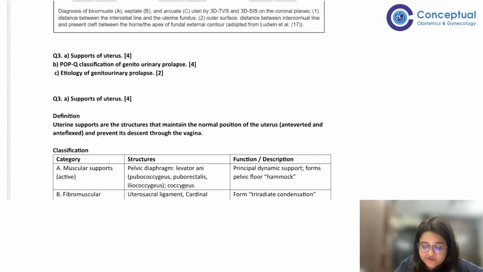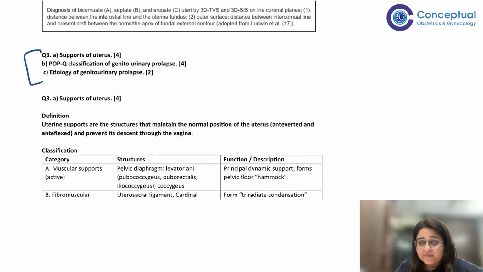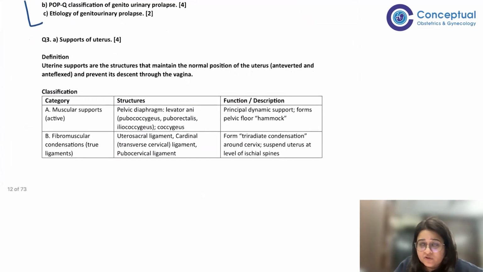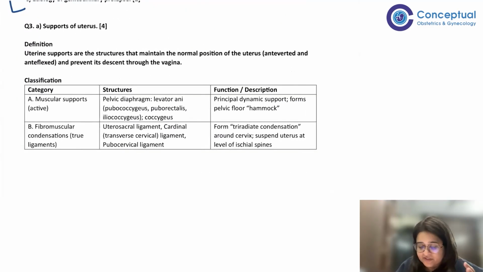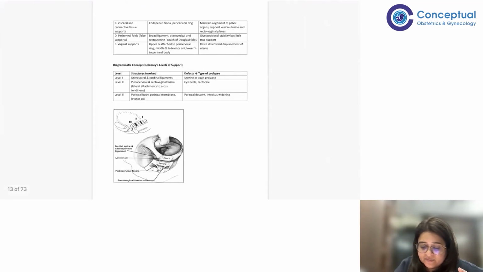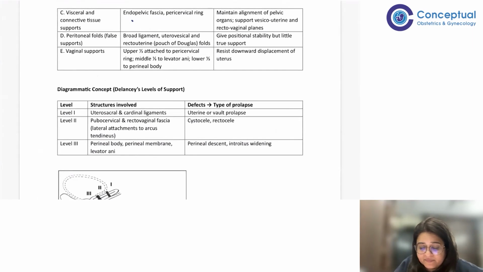Okay, now the next question was something which is very easy, keeps coming: supports of uterus, POPQ classification, etiology of genitourinary prolapse, something which you should not miss out on scoring at all. Supports of the uterus, you can classify them as muscular. Okay, so basically you have to describe the pelvic diaphragm, the ligaments, uterosacral cardinal ligaments, then the pelvic fascia, then the peritoneal folds, which are the false supports. So these are not really supports, but just to complete the list mentioned. And then the vaginal supports.